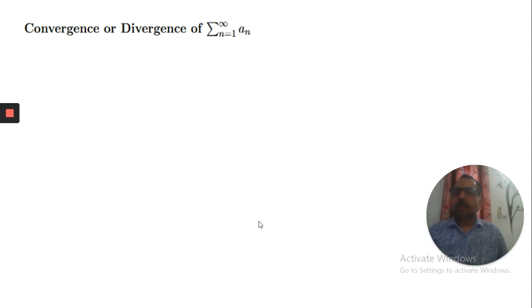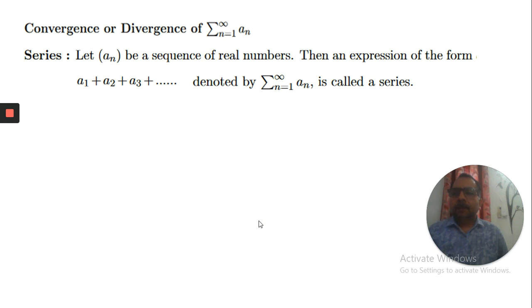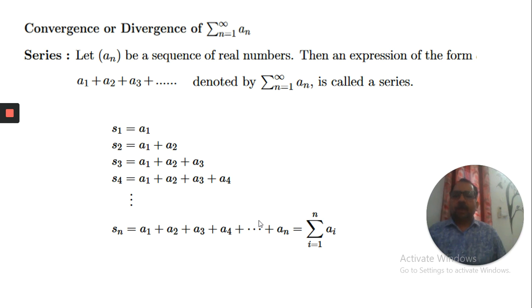We shall discuss convergence or divergence of a series. So let's define a series. Suppose a_n is a sequence of real numbers, then an expression of the form a1 plus a2 plus a3 and so on is called a series. It is denoted by summation a_n, n varies from 1 to infinity.